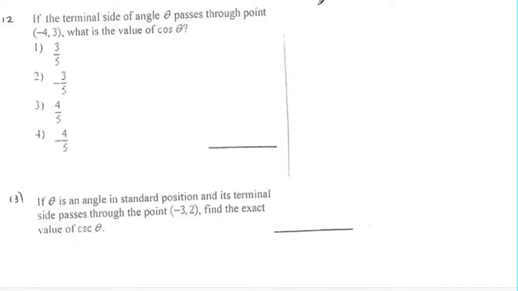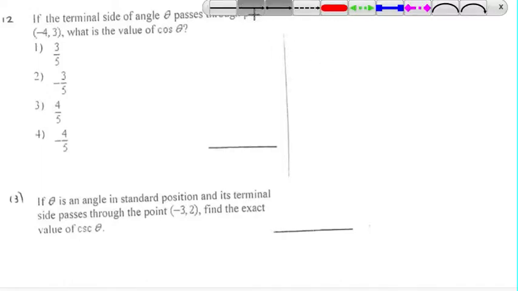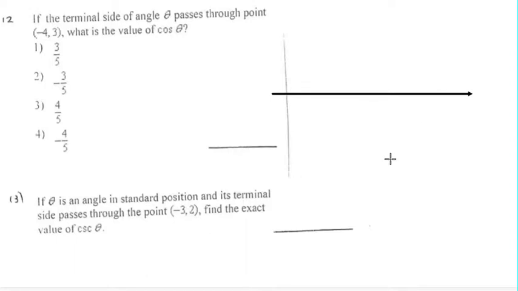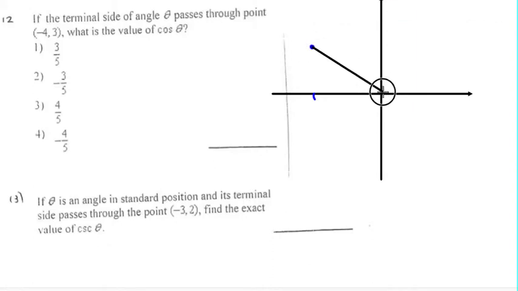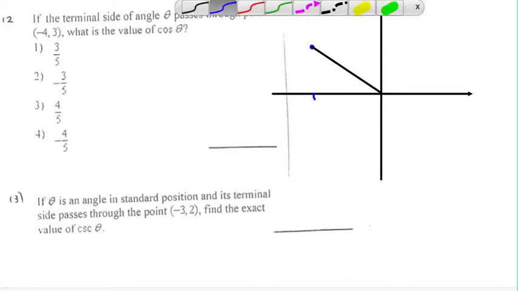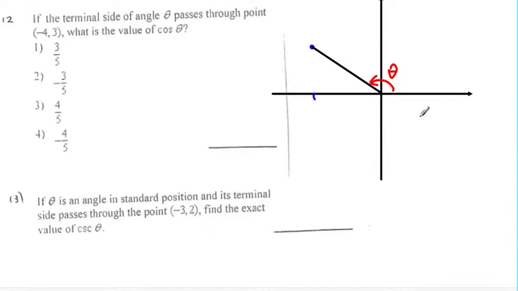Now, here, we get to realize, imagine a point is negative 4, let us say, around here, and positive 3. And I'm looking for a line segment that goes from here to here. Alright, now we're looking for what is the cosine value of the angle theta. Now how do you find that?